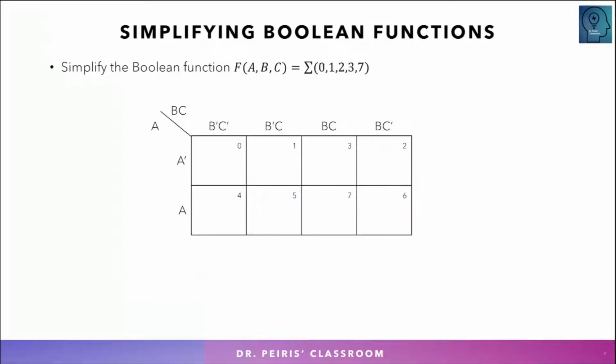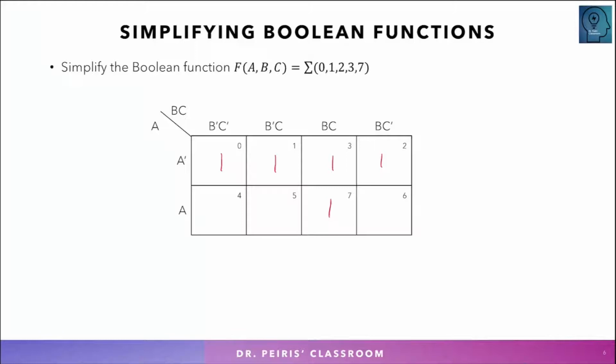Now let's see another one. So this is F of ABC again, and the minterms are at 0, 1, 2, 3 and 7. Now how do we group this? We said we need to group as many ones as possible in a single group. If you can find a larger group, you need to make that group first. The number of ones in a group could be either 2, 4, 8 or 16.